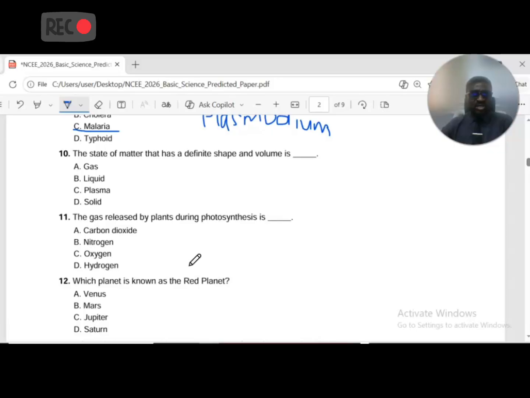The state of matter that has a definite shape and volume is dash. Is it gas, liquid, plasma, or solid?